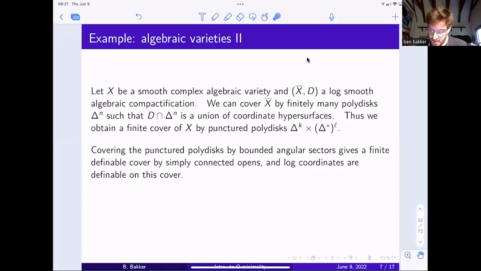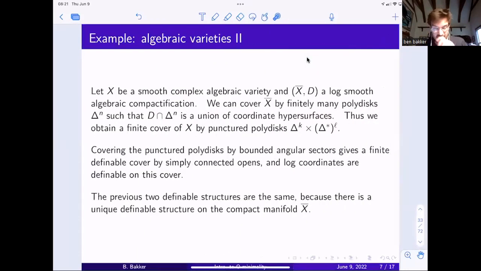And let me also mention that, in fact, these two definable structures are the same. They have to be, because we're working within a structure that contains all restricted analytic functions, and a compact complex manifold can only have a unique structure of a definable manifold. Because since it's compact, any atlas is refined by a finite one, and you can always shrink each set a little bit to make all the transition functions restricted analytic.